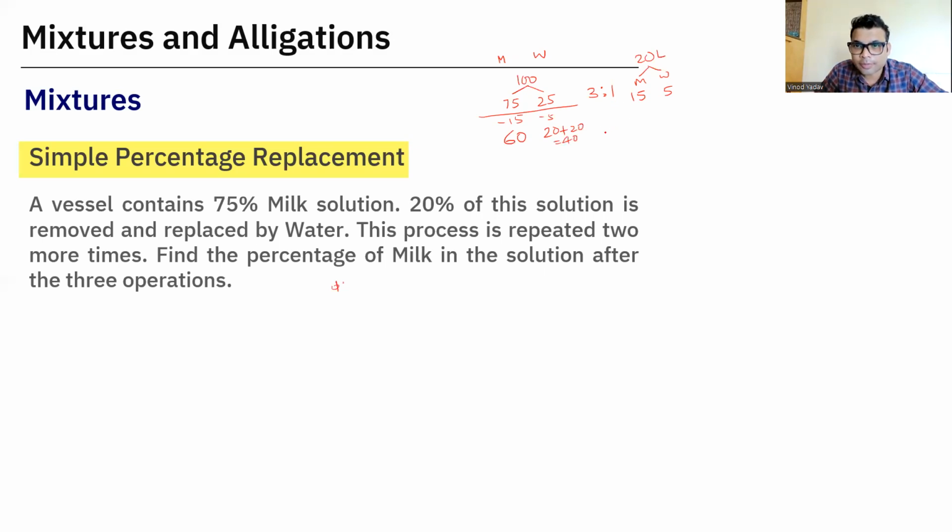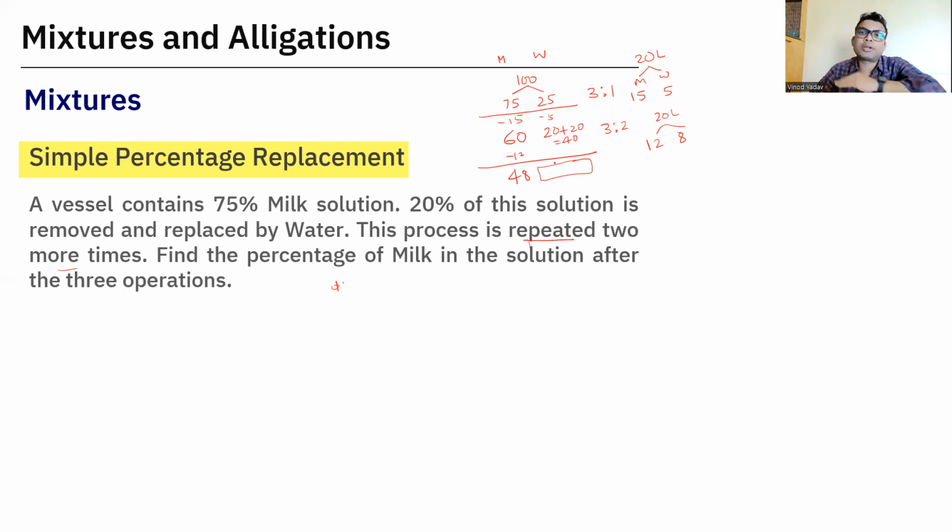That is, yes, 3:2. Again, 20 liters of mixture was removed, because this process is repeated 2 more times. So overall 3 times. So 3 plus 2, 5. 5 fours are 20, 3 fours are 12. So now milk removed is 12. So 48.